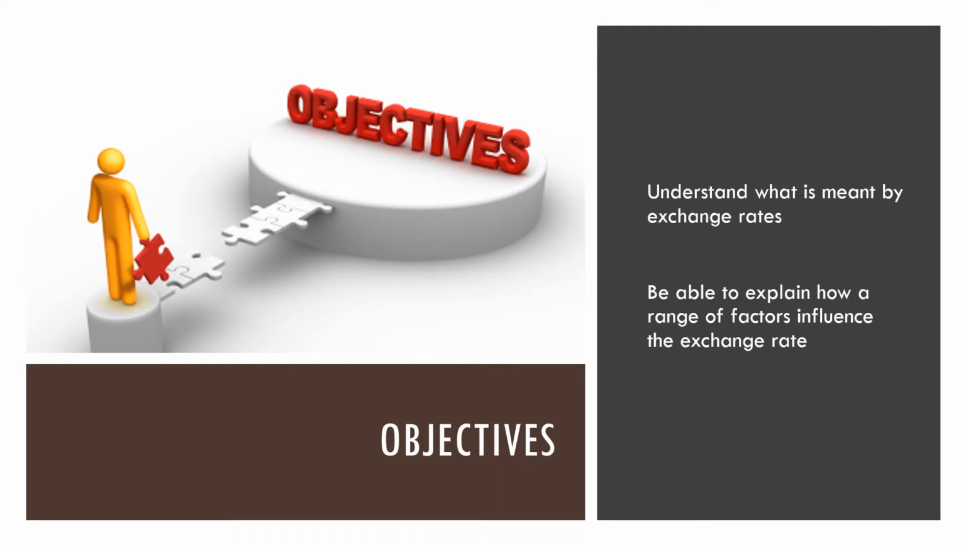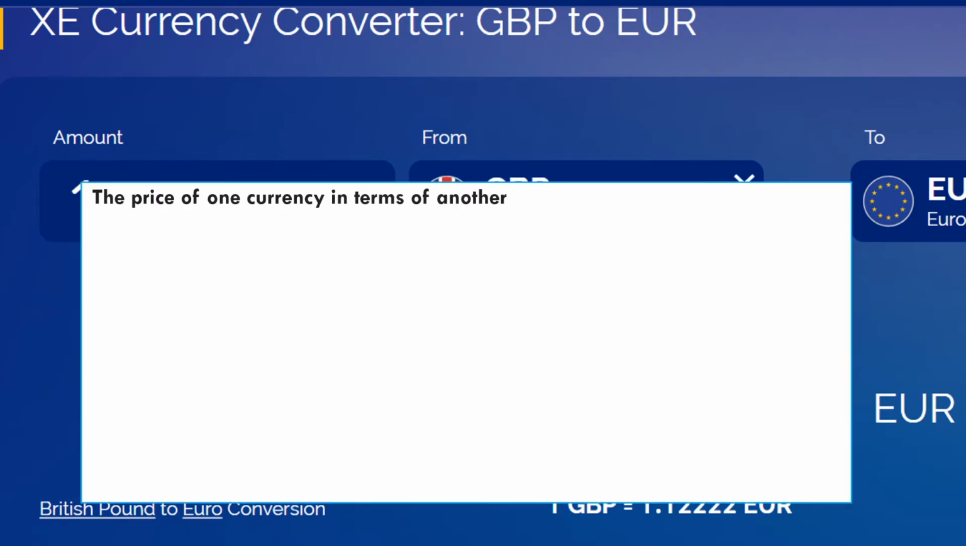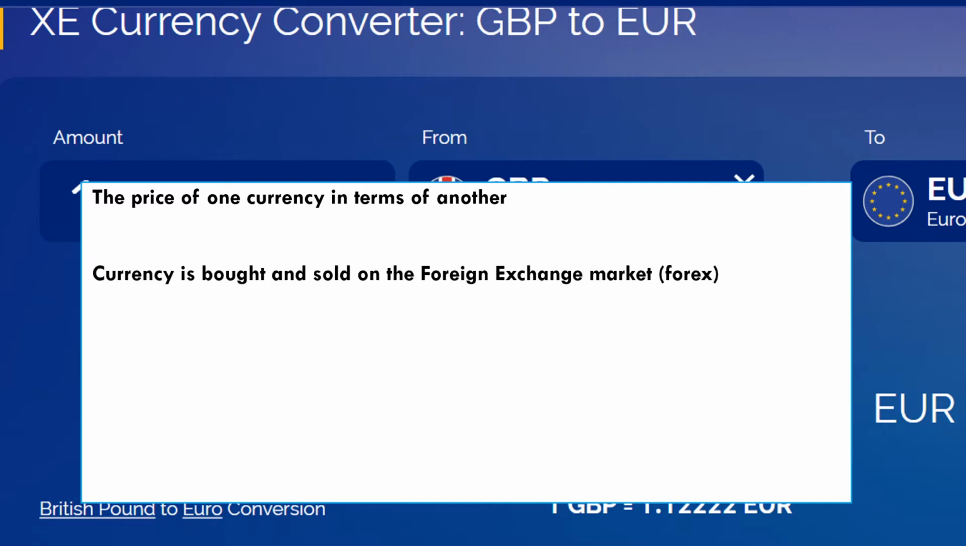In this video we're going to look at what is meant by the term exchange rate and then look at a range of factors that influence the rate. So a quick reminder of what an exchange rate is. The best definition we have of an exchange rate is the price of one currency in terms of another. So for example, the price of €1 in terms of pounds or the price of $1 in terms of yen.